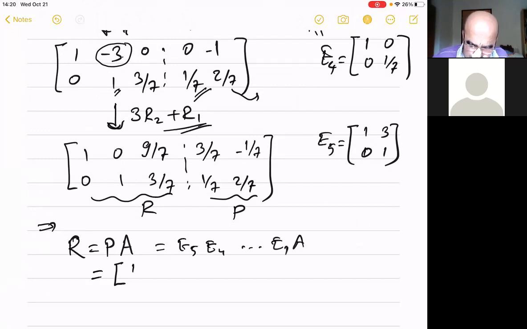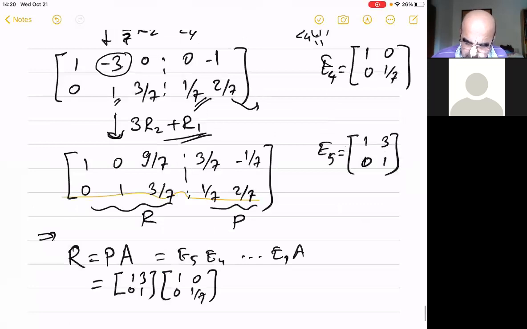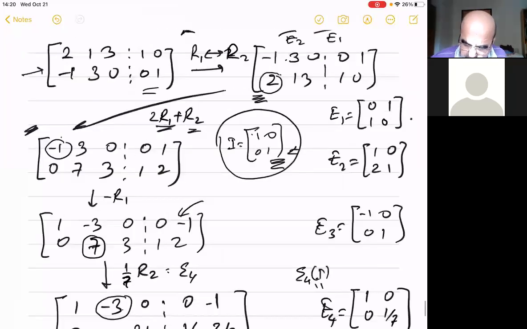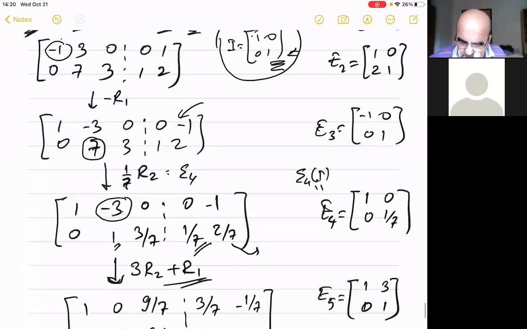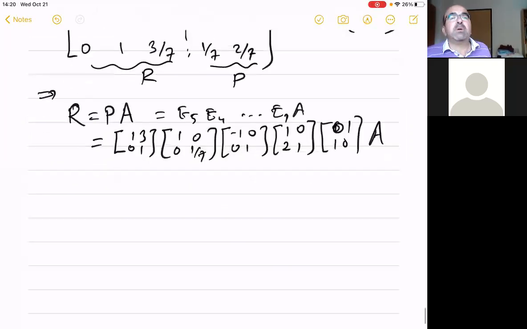E5 is 1, 3, 0, 1, and 1, 0, 0, 1/7, minus 1, 0, 0, 1, 1, 2, 0, 1, like this. And finally, 0, 1, 1, 0 times A. So you can check that the product of these matrices times A is equal to R.